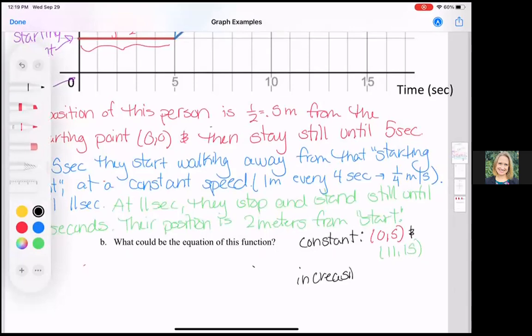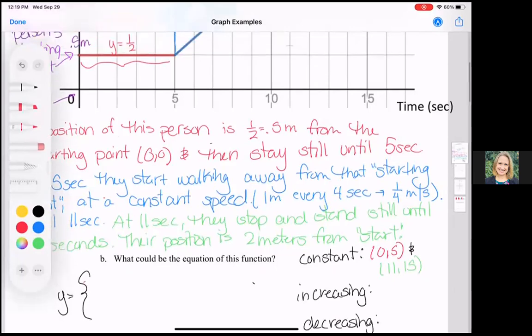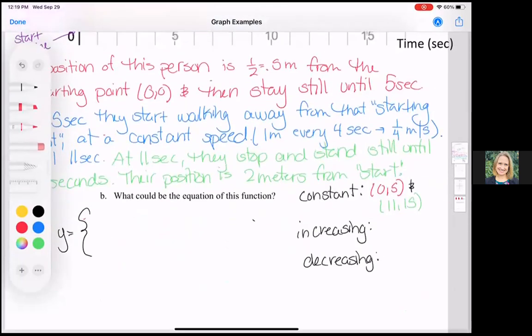Then we can talk about where we're increasing and then where we are decreasing, and then we'll do the equation. So we're increasing in the blue, right? That's the only part where we're actually moving up, or that we have that positive slope. So we're increasing from 5 seconds to 11 seconds. And then there's no interval for decreasing. We're not decreasing at all. There's no negative slope.